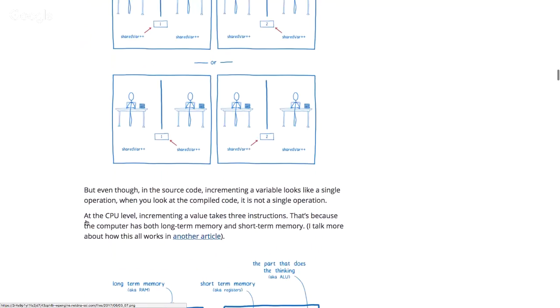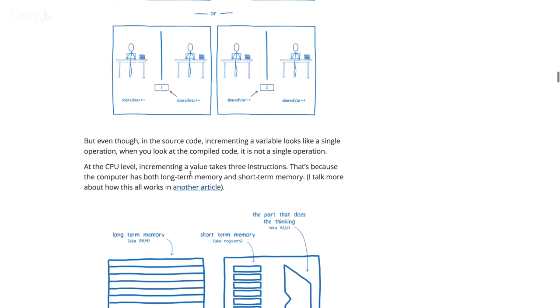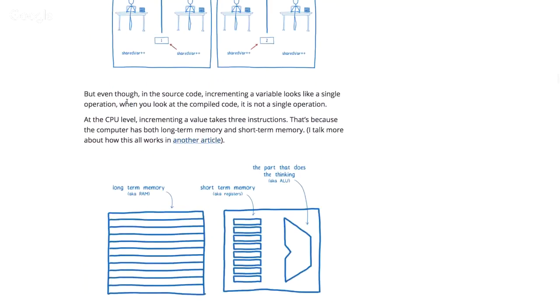So they're giving an example. In this case, if this one updated first and this one updated second, the shared variable is value 2. And in this case, if the right web worker updated it first and the left worker updated second, even then the variable is incremented to 2. But even though in the source code, incrementing a variable looks like a single operation, when you look at the compiled code, it's not a single operation.